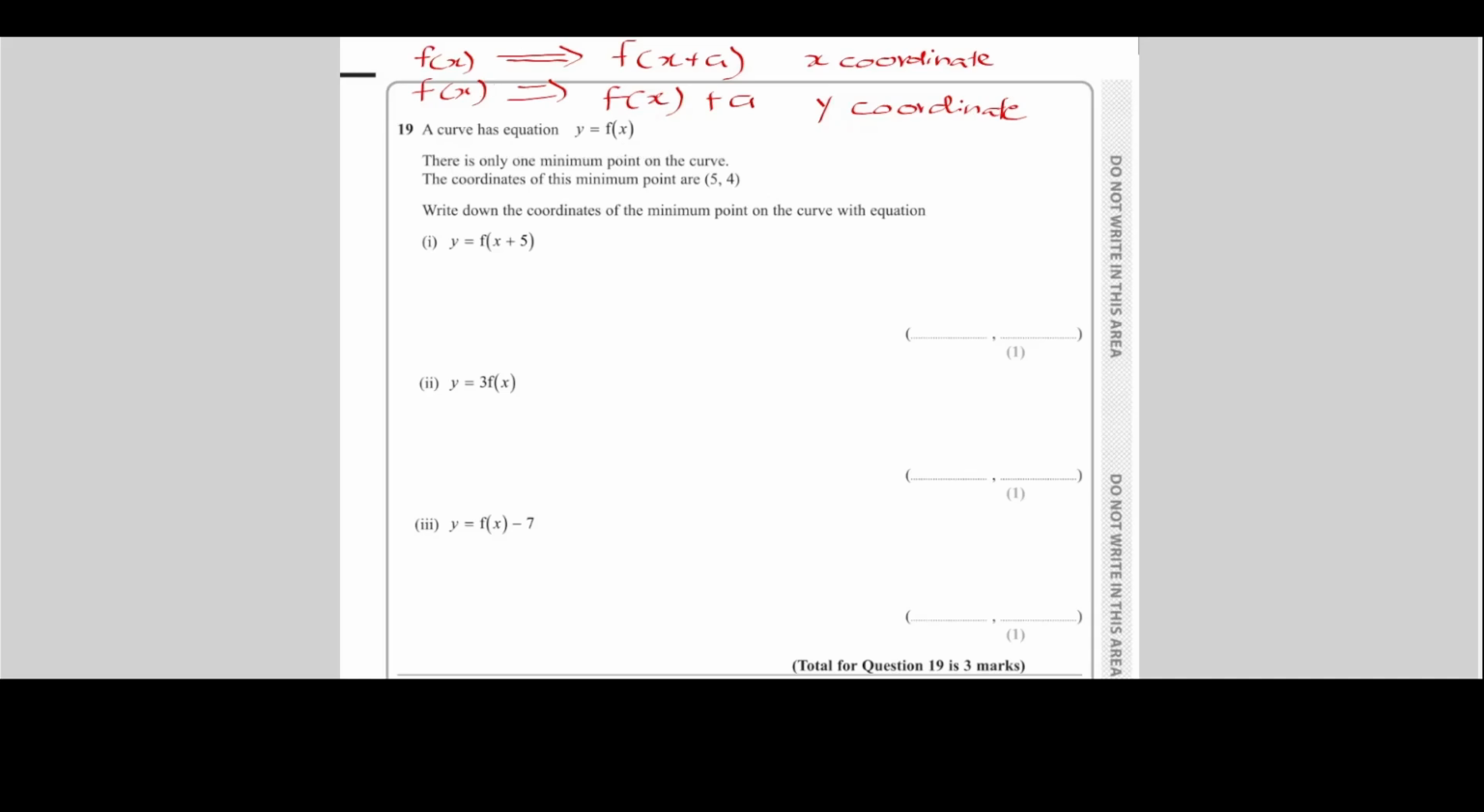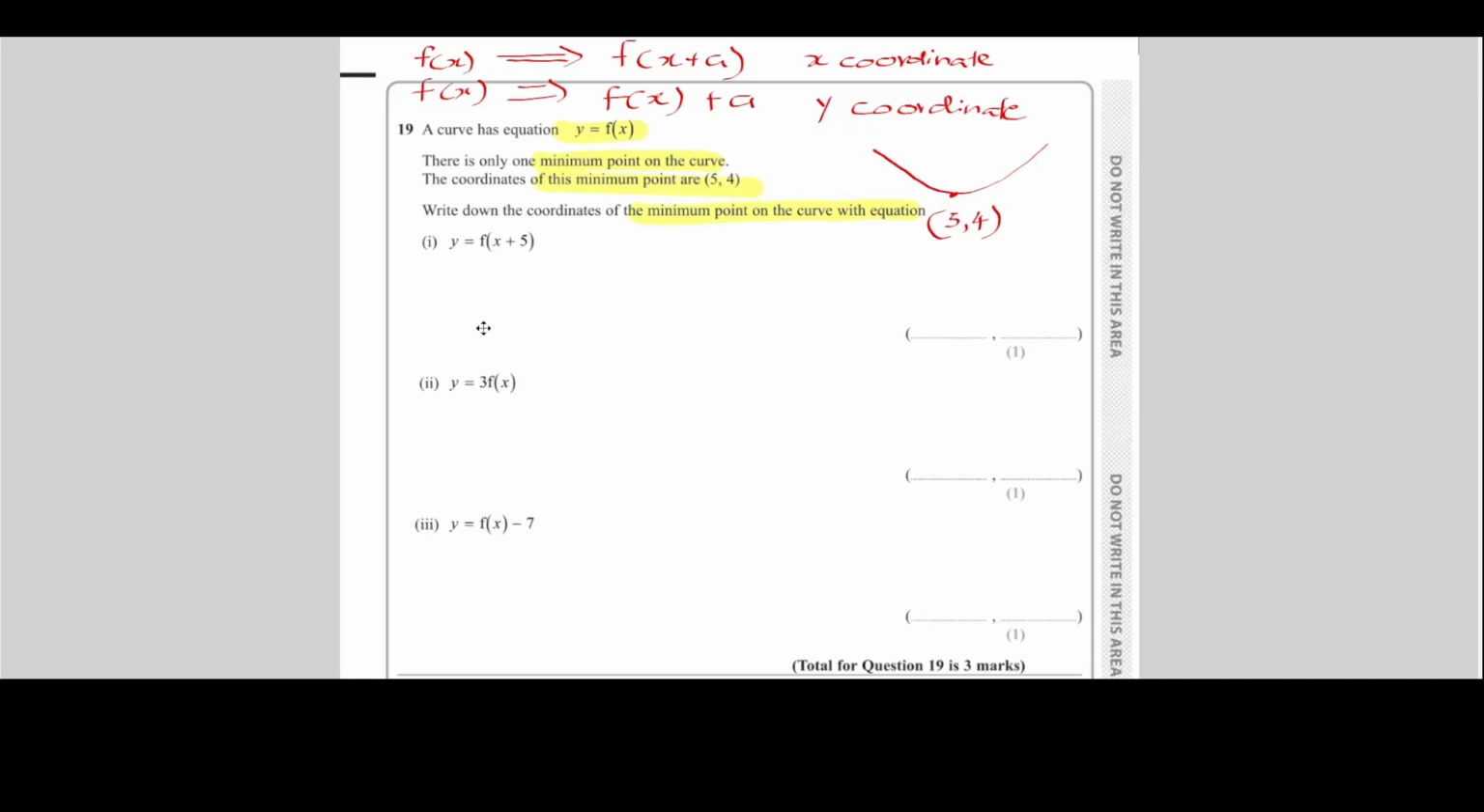So let's move on to this question then. A curve has equation y equals f of x. There is only one minimum point on the curve. The coordinates of this minimum point are 5, 4. Write down the coordinates of the minimum point on the curve with equation y equals f of x plus 5. So there was once a curve. It had a minimum point. It's been transformed with this one. You've got to write the new coordinates of the minimum point. It was originally 5, 4.